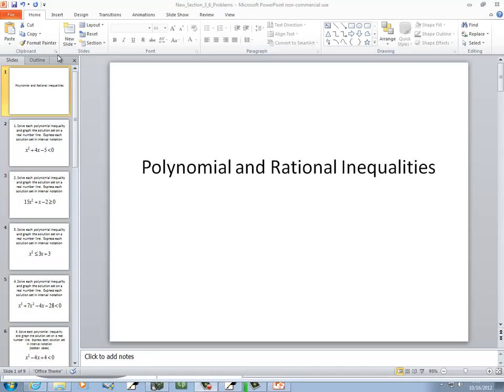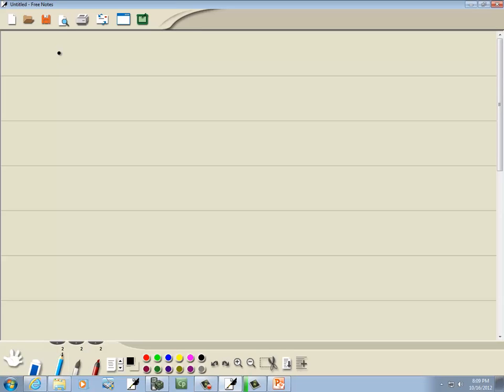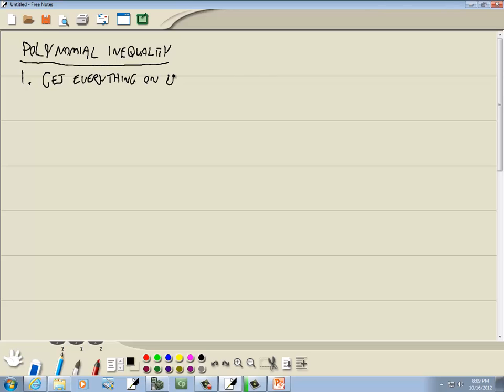Take a look at polynomial and rational inequalities. And I'll write down the steps for that first. Polynomial inequality. This is specifically how to solve one. Our first step is get everything on the left side, 0 on the right side.